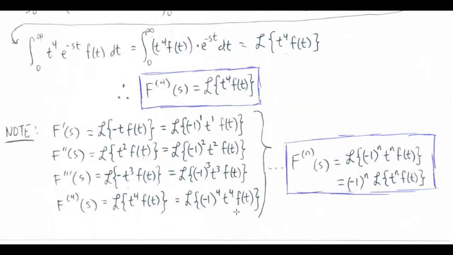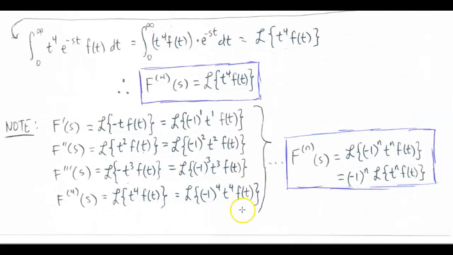So if we look at everything together, it's pretty much what we said. And we said that if we take the Laplace transform of, and let's say negative 1 raised to the n times t raised to the n times f of t, whatever that is, then taking the Laplace transform of this is the same as saying, let's just take the nth derivative of the Laplace transform of this particular function here.